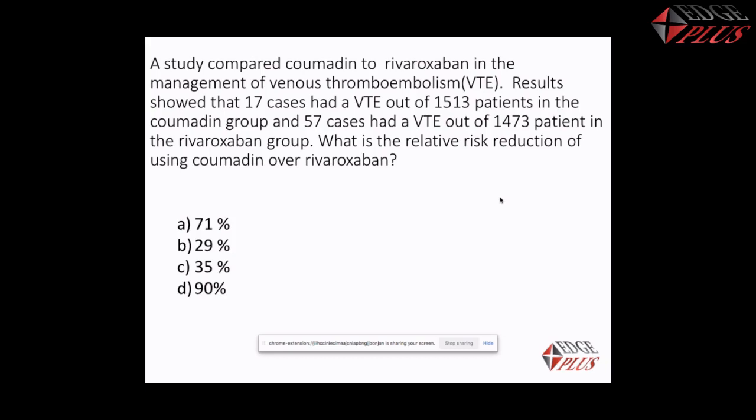A study compared Coumadin to rivaroxaban in the management of venous thromboembolism. Results showed that 17 cases had AVTE out of the 1513 patients in the Coumadin group and 57 cases had AVTE out of 1473 patients in the rivaroxaban group. What is the relative risk reduction of using Coumadin over rivaroxaban?